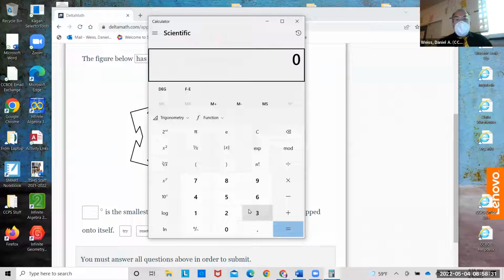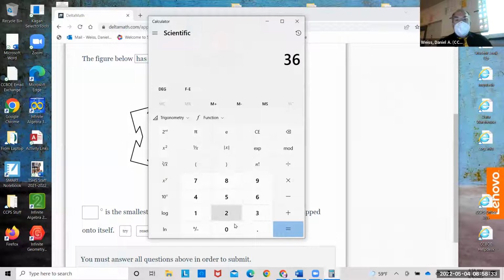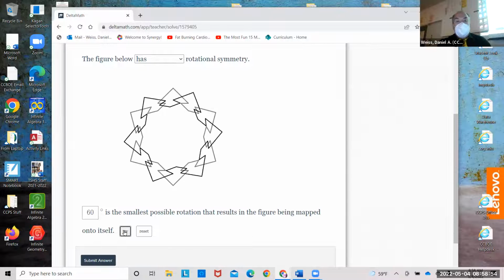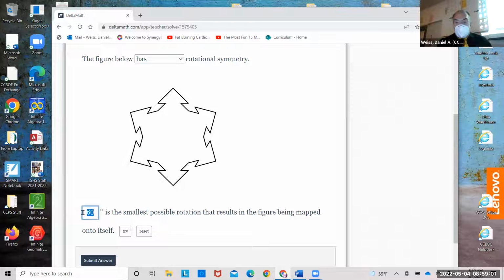If I do 360 and I divide by 6, that equals 60, which means 60 degrees is the smallest possible rotation that results in the figure being mapped onto itself. I'm going to click try. Watch what happens. It's going to move 60 degrees.